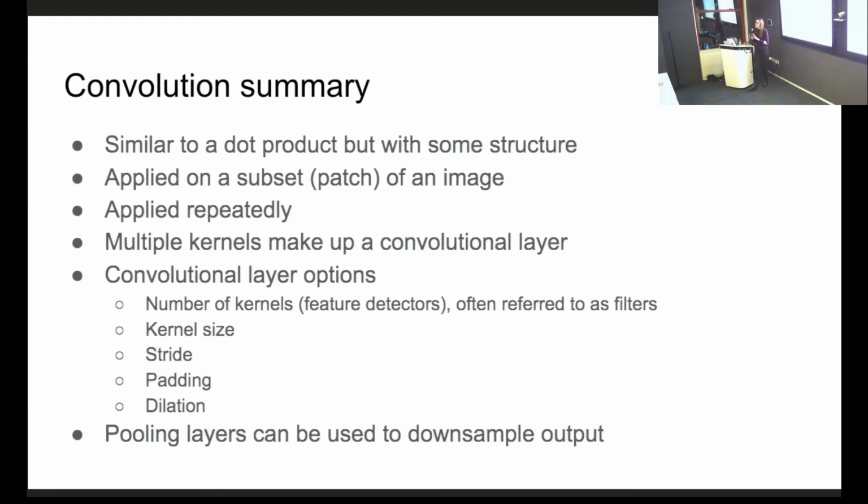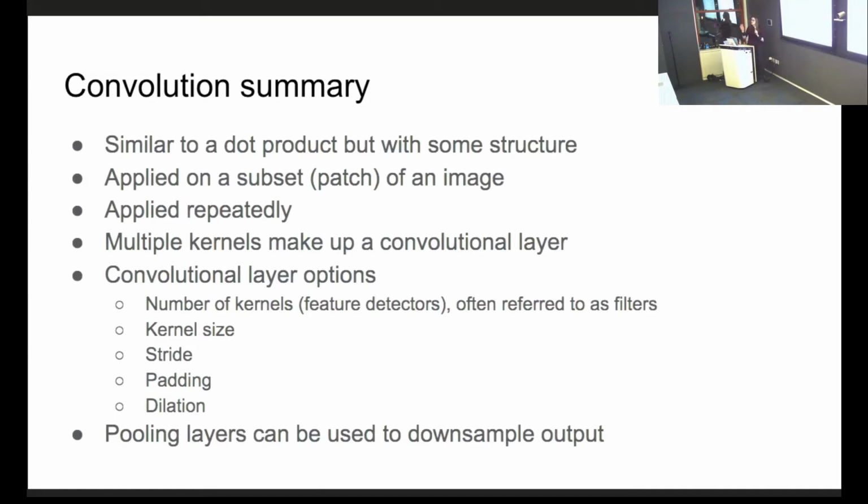A convolutional layer consists of multiple of these kernels, and there are different parameters that we can play with to get different effects and to have that convolutional layer have different properties. We get to choose the number of kernels, which are the feature detectors, often referred to as filters. There's the kernel size, 5 by 5, 3 by 3, both very common sizes. There's the stride, how many pixels we want to move across or down at each step. We've got the padding, how much you want to pad your image. It's quite self-explanatory, I guess. Then the dilation, the spacing between the pixels. And finally, you have pooling layers, which can be used to downsample the output.